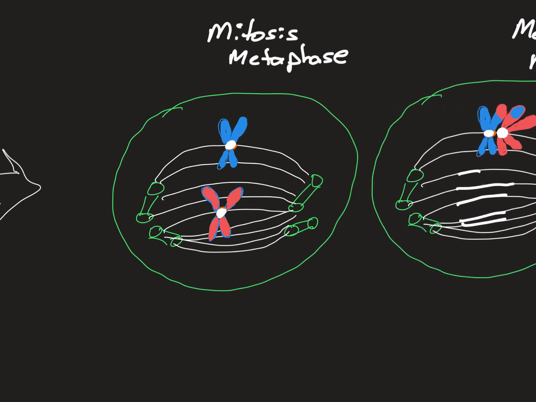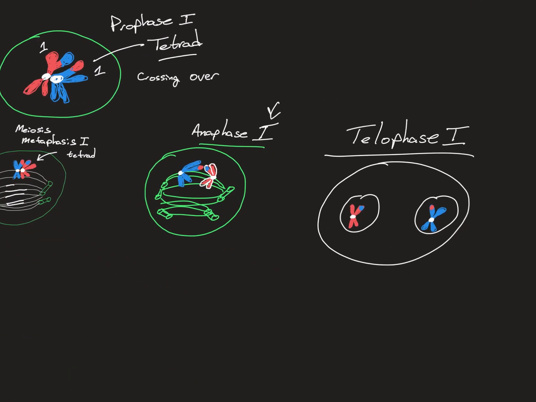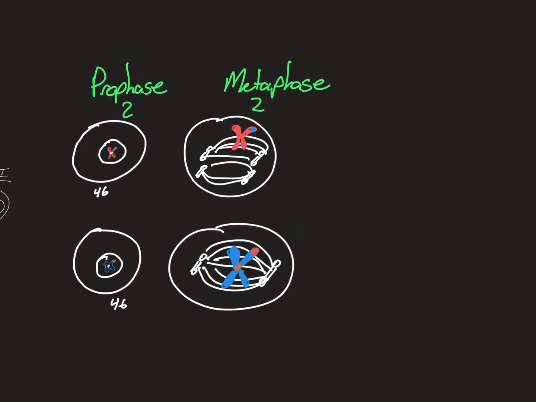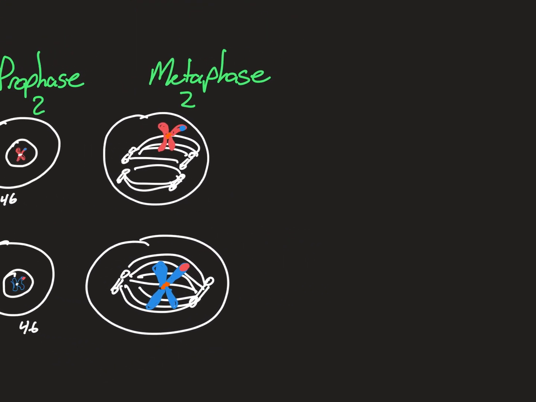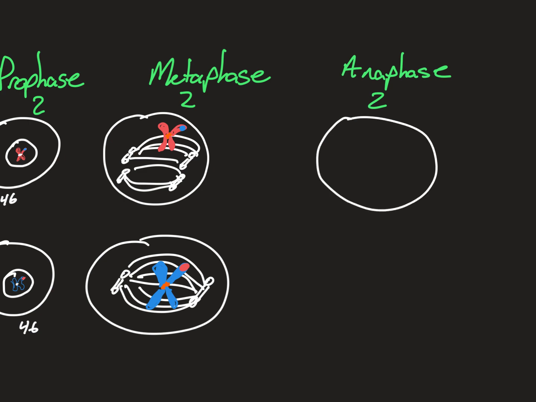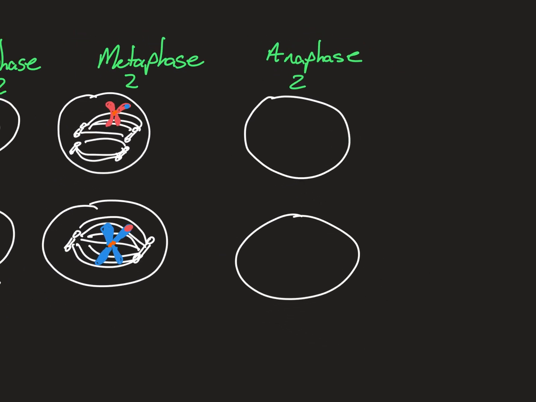All right, so the difference is in meiosis, when you separate these sister chromatids, and let's just go ahead and do it. Let's do anaphase 2, which is the same as regular mitosis. Again, I'm only drawing the nucleus.